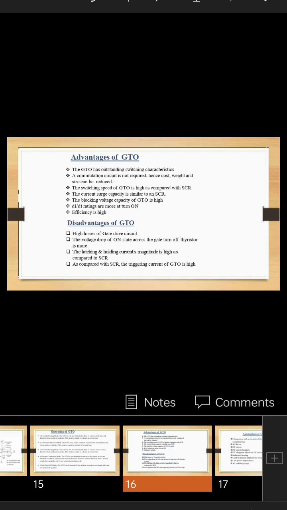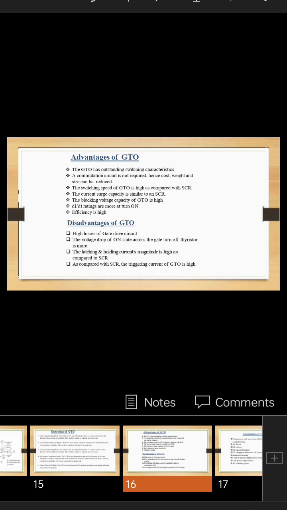What are the advantages of GTO? The GTO's advantages: the GTO has outstanding switching characteristics. A commutation circuit is not required, hence cost, weight and size can be reduced. The switching speed of GTO is high as compared with SCR. The current surge capacity is similar to an SCR.